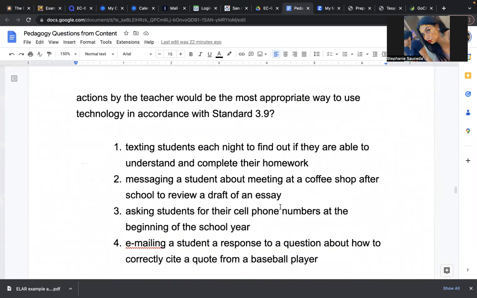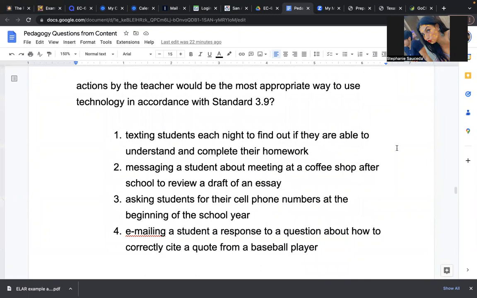Let's take a look. Texting students each night to find out if they were able to understand and complete their homework. No. I mean, we never want to do that. We just had this conversation, and texting students each night, apart from being inappropriate, is ineffective, and it will take the teacher so much time. Messaging a student about meeting at a coffee shop after school to review a draft of an essay. No. Negative, guys. We can just go down these and say, I'd bet $5 that that's not the answer.